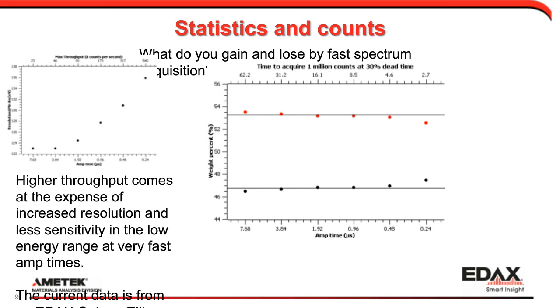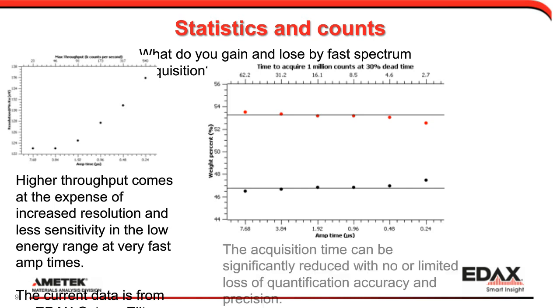But the important thing to look at here is also the time it will take to acquire the 1 million counts in the spectrum at a 30% dead time. At 768, it would take about 60 seconds, whereas at the 024, it will take just less than 3 seconds. So it's a significant gain in the time it would take to acquire. Acquisition time can be reduced significantly with no or limited loss of quantification accuracy and precision.